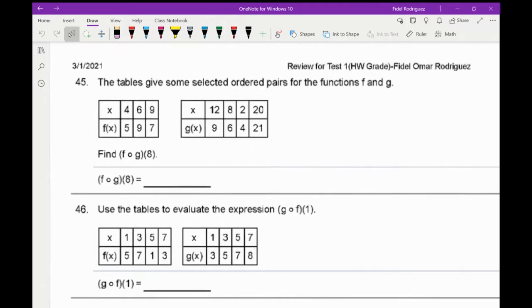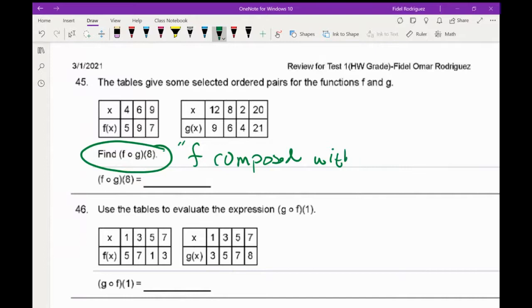So I'm going to try to zoom in a little bit just so it's a little easier to see. All right. So, guys, for number 45, it says the tables give some selected ordered pairs for the functions f and g. Find f composed with g of 8. A lot of times it looks like f∘g, but the way I read that is f composed with g of 8. So the way I'm going to do this is I'm going to find f of g of 8.